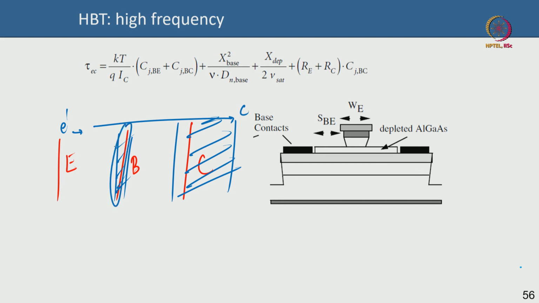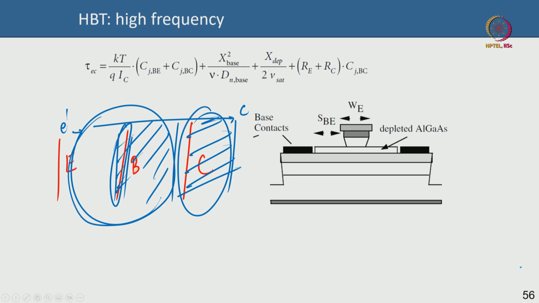So there is some charging delay here, some charging delay here, some transit delay here. There is some diffusion capacitance corresponding to this, and then there are some extrinsic delays, which are the parasitic delays that are happening. So that in a nutshell captures the total cutoff frequency, I mean the transit time, and that is an important thing to keep in mind here.